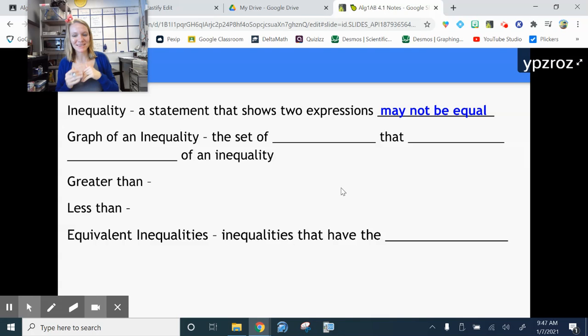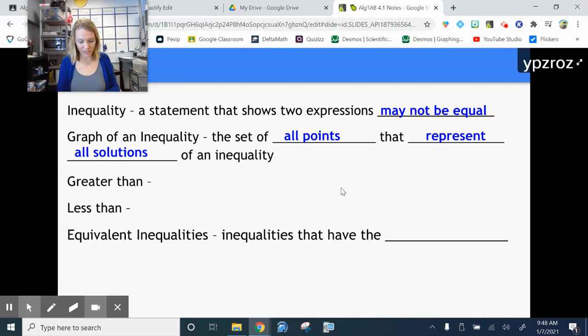So an inequality is a statement that shows two expressions may not be equal. That's what we were talking about yesterday: it's not saying that it's equal to this, it's saying it's greater than or it's less than. So that's our definition of what an inequality is.